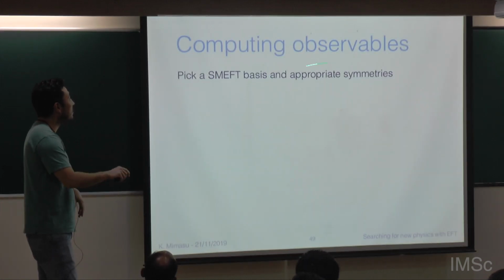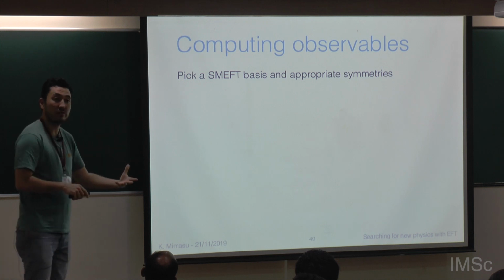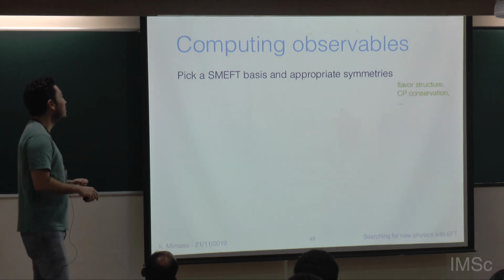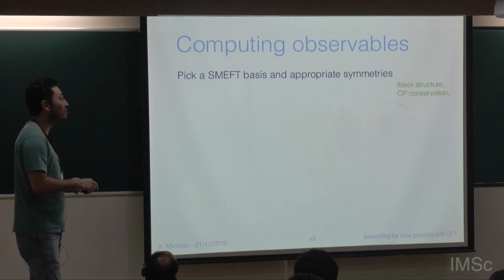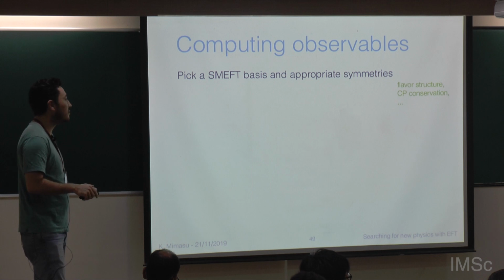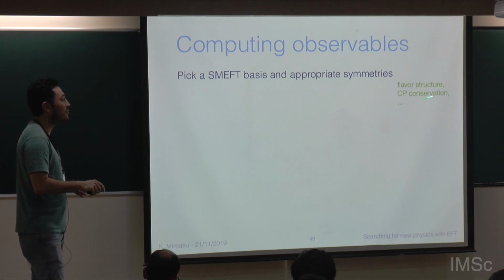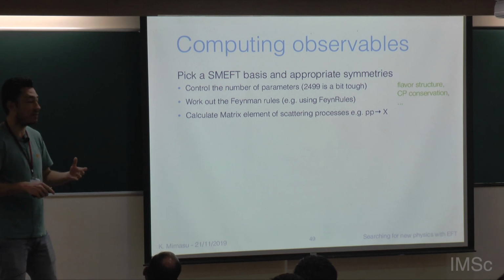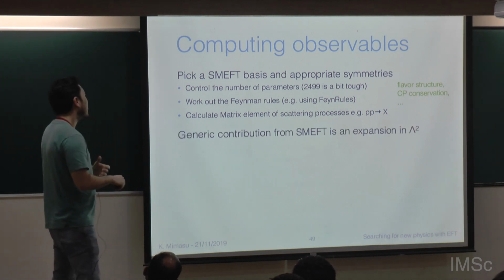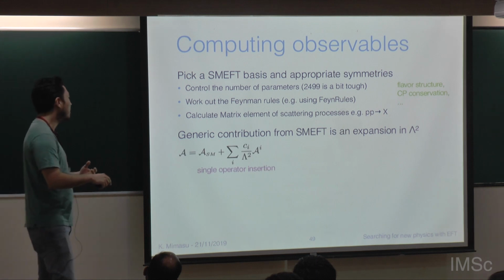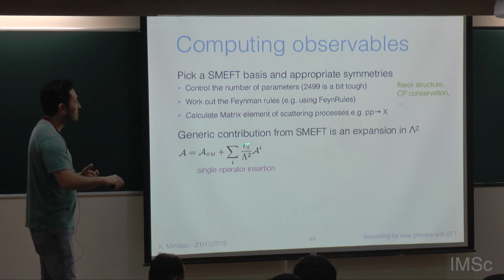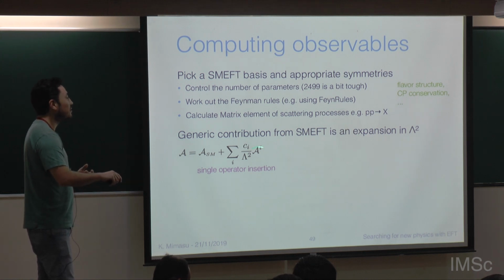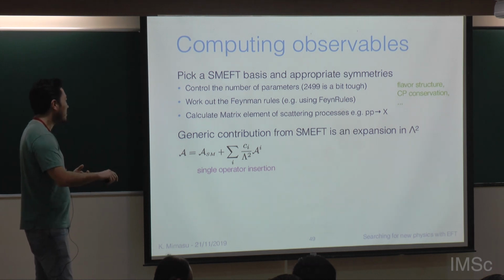Okay, so now that you have all this information, you're ready to compute observables in this theory to try and constrain it in some way. So if you pick some basis and some appropriate set of symmetries, like flavor structure, maybe to reduce this set of parameters a bit, CP conservation, whatever you like, and then all you have to do is just work out the Feynman rules, calculate a matrix element, some scattering process that you're interested in. And so if you consider a generic contribution from this SMEFT, then it kind of goes like this. So you have the amplitude, for example, as the standard model prediction, plus whatever single operator insertion that you want to put in that affects this particular process.